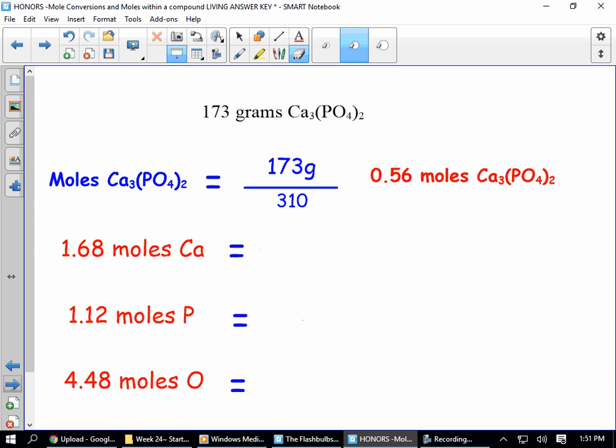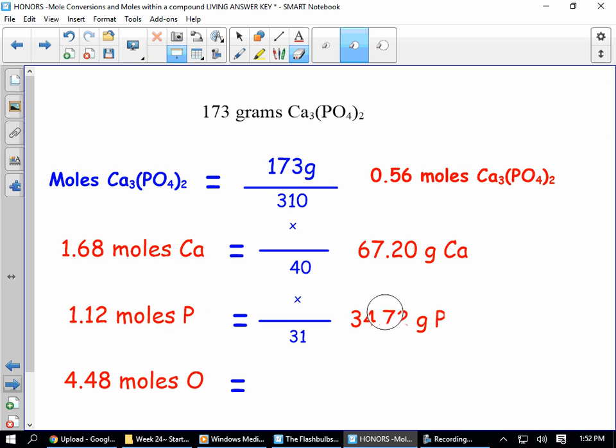Now again, it asks for grams, so I have moles of everything. Moles equal mass over formula weight. I'm looking for the mass of calcium over the formula weight of calcium. 1.68 times 40 gives me 67.20 grams of calcium. Okay, X over 1 phosphorus is 31. Going to get a number there, 34.72 grams of phosphorus. And then again, always good old oxygen. We're going to do 16 times our number. We're going to get 71.68 grams of oxygen.